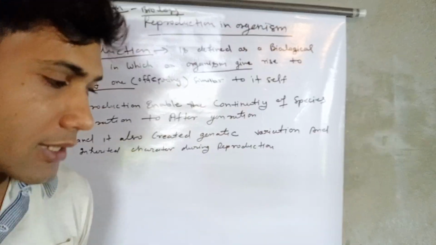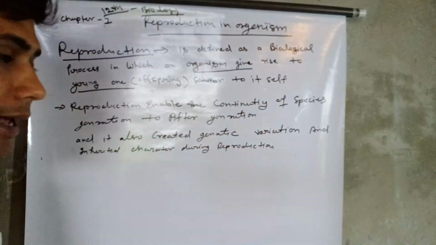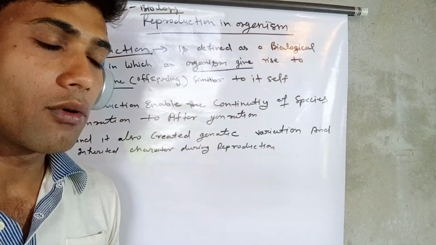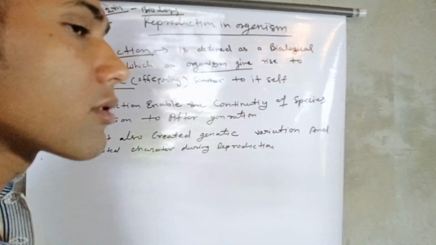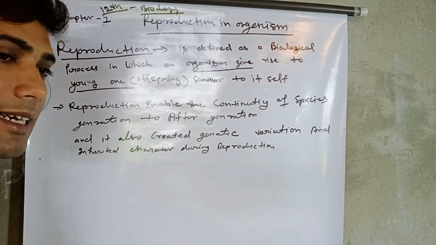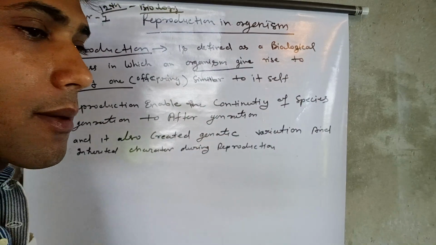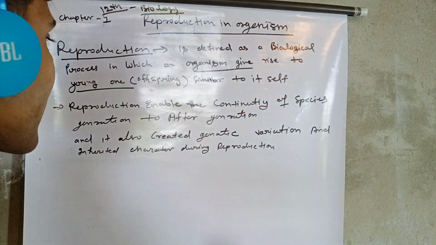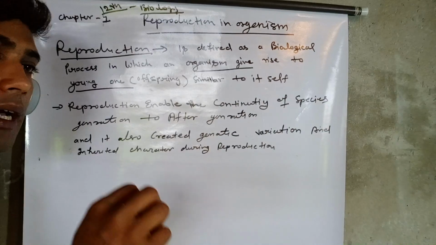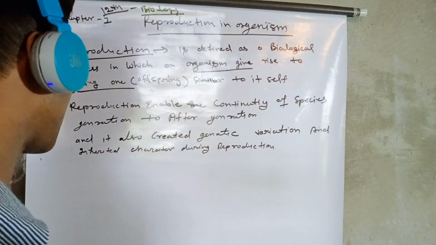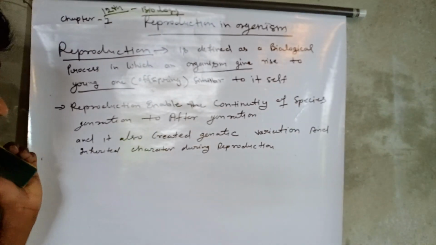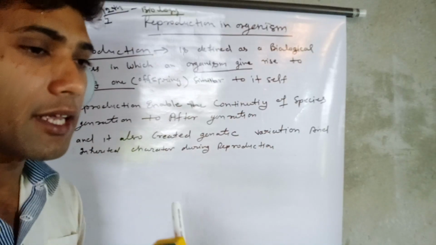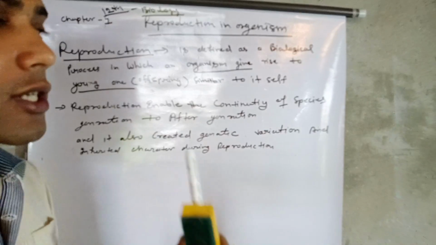When reproduction does not occur in animals, does the species continue? No, it does not continue, because another generation is not produced by the parent. How can a species continue? So reproduction is an essential process for continuity of species, and reproduction also plays a major role in genetic variation and evolution.